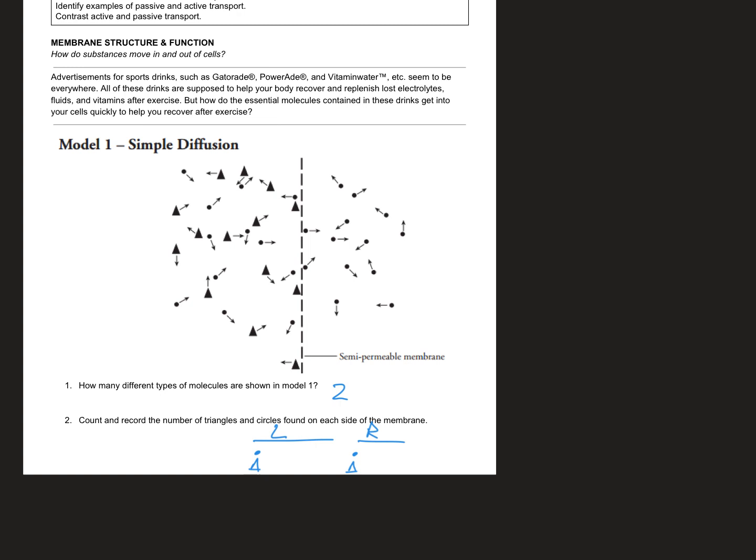How many circles on the right? 1, 2, 3, 4, 5, 6, 7, 8, 9, 10, 11, 12. Do you agree? 12. How many circles on the left? 13. Is that correct? Triangles: 0 on the right, and on the left, 14. Thank you. I'm going to go ahead and assume you're right and move on. That's how many. Just count. I don't think that's difficult.